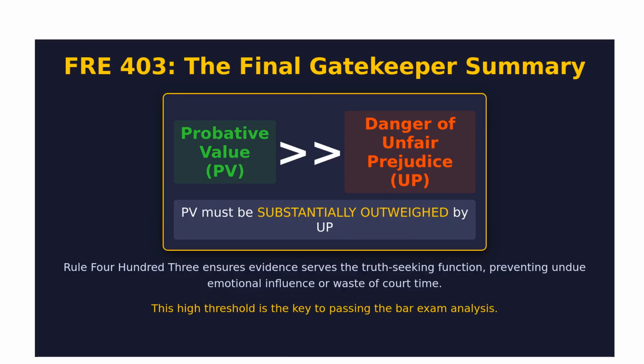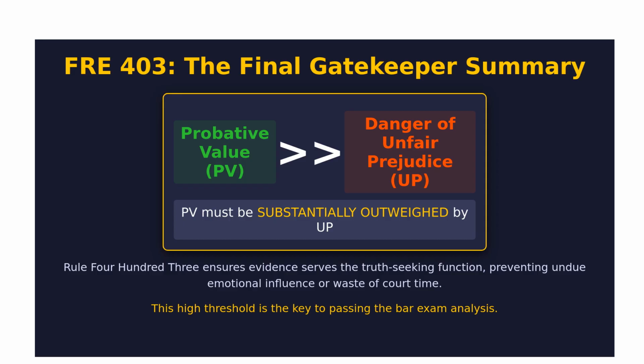We have seen how the balancing test applies in practice, moving from abstract concepts to concrete scenarios like photographic evidence. Now, let us zoom out to summarize the core function of Federal Rule of Evidence 403. This rule is the essential gatekeeper of the courtroom. Its purpose is singular: to ensure that every piece of evidence presented serves the truth-seeking function of the trial, rather than unduly inflaming the jury's emotions or wasting precious judicial resources.